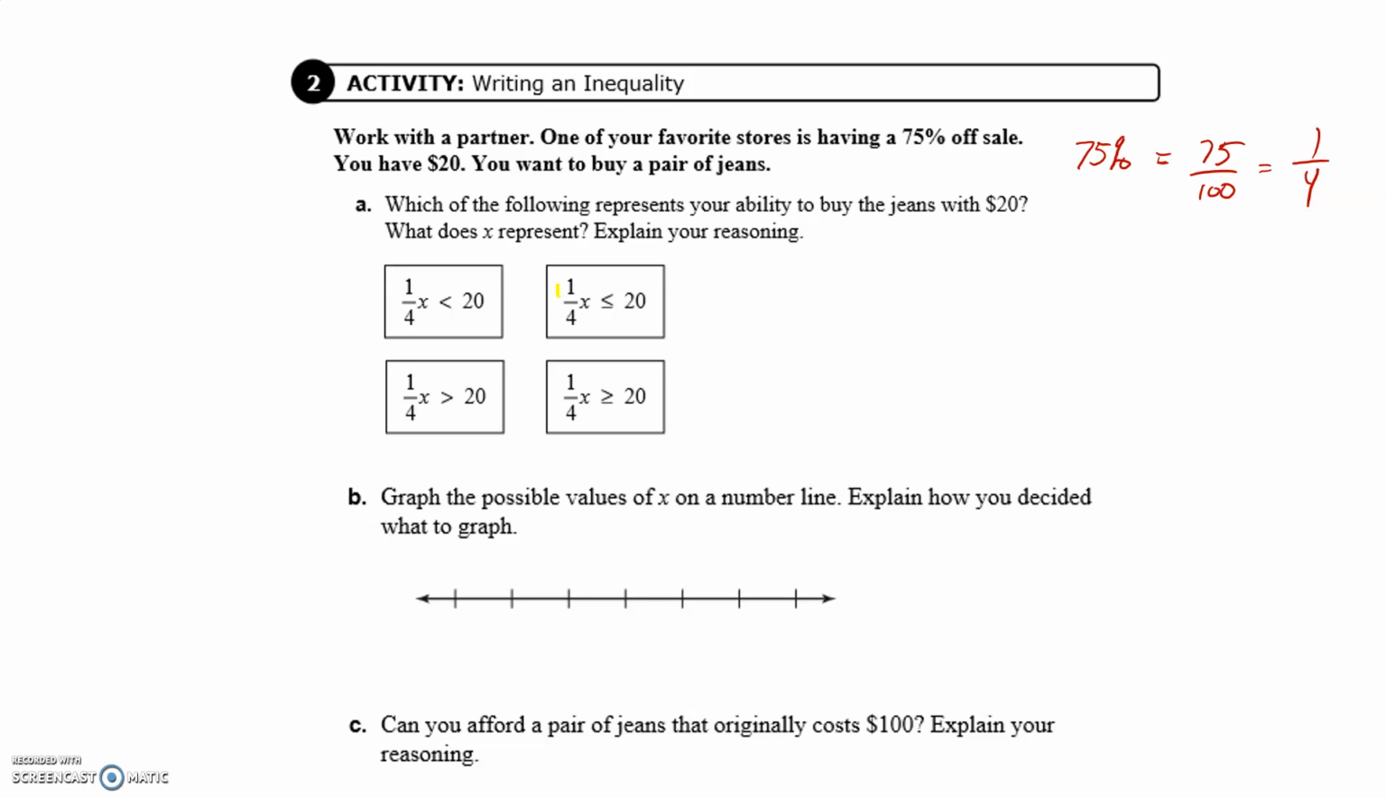And so the only possible answer is right here. 1/4 times X is less than or equal to $20. So whatever the jeans are, they have to be less than $20. Okay, and so that's the correct equation.